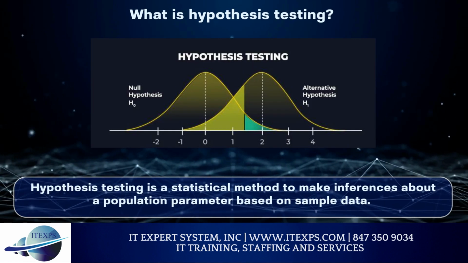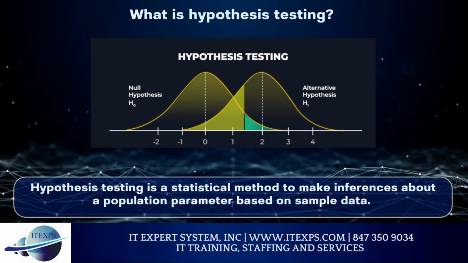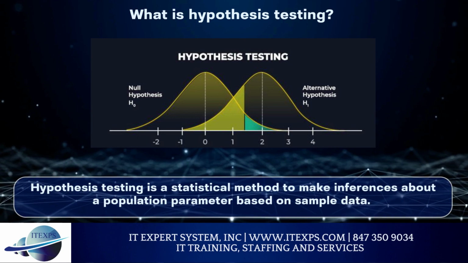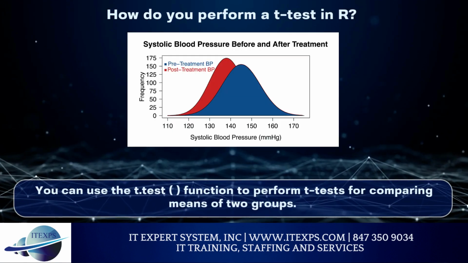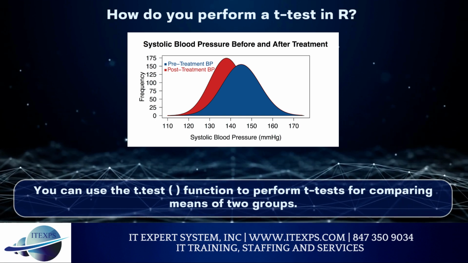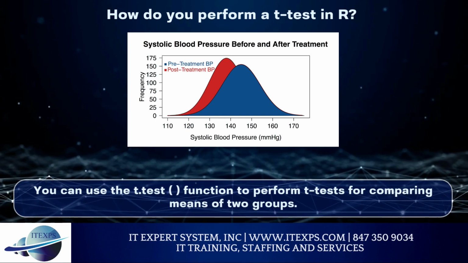What is hypothesis testing? Hypothesis testing is a statistical method to make inferences about a population parameter based on sample data. How do you perform a t-test in R? You can use the t.test function to perform t-tests for comparing means of two groups.